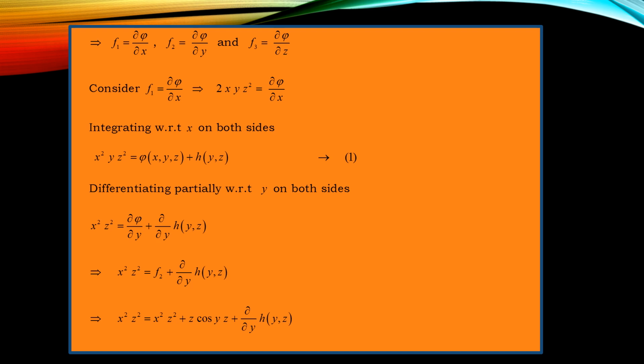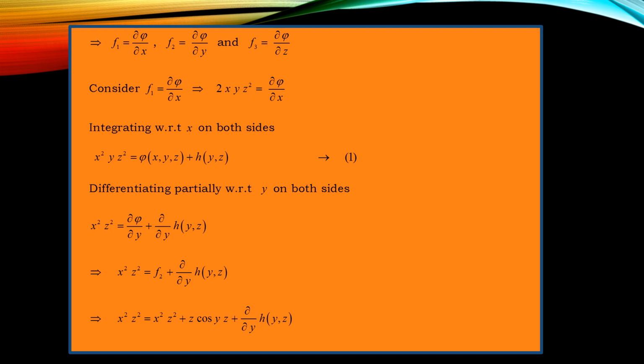plus h of y, z. In this equation, h of y, z is a constant in terms of y and z. Let us suppose that this equation is number 1. Here we have to find out h of y, z value. To find out h of y, z, consider this equation 1. x²yz² equals phi of x, y, z plus h of y, z.